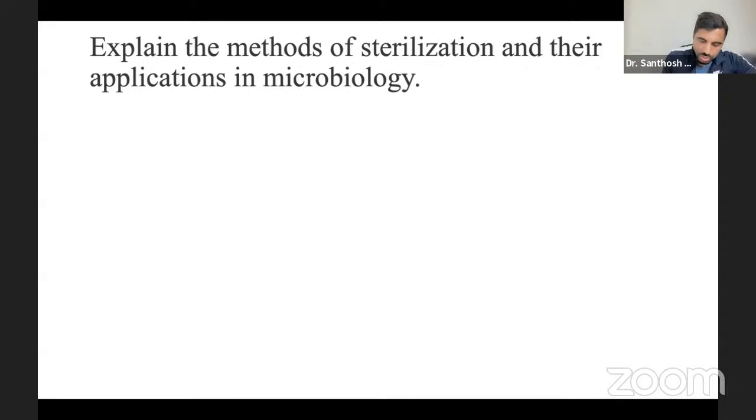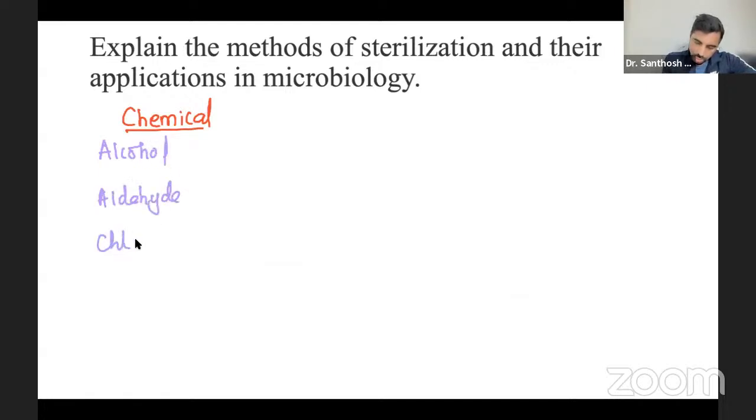The last one now is the chemical method. In the chemical method, you have to mention at least a few things: first of all alcohol, then aldehyde, then chlorine compound, then iodine compound, and one more, ethylene oxide. This can be one more question also.